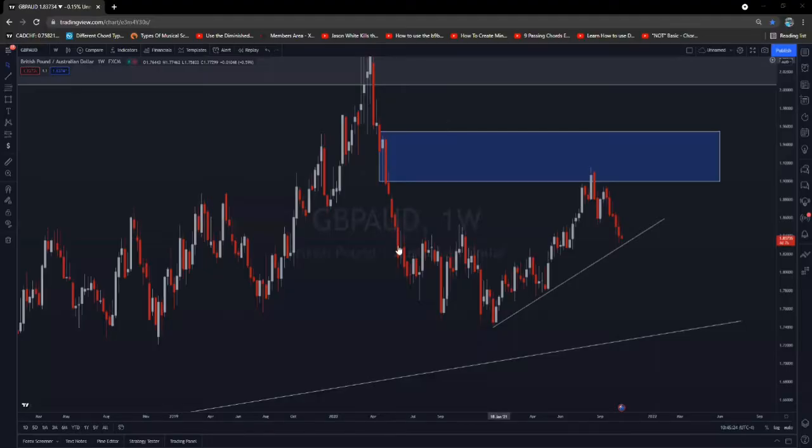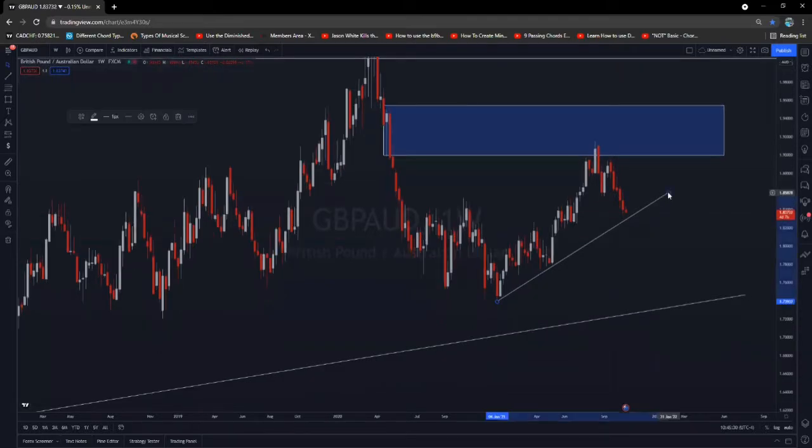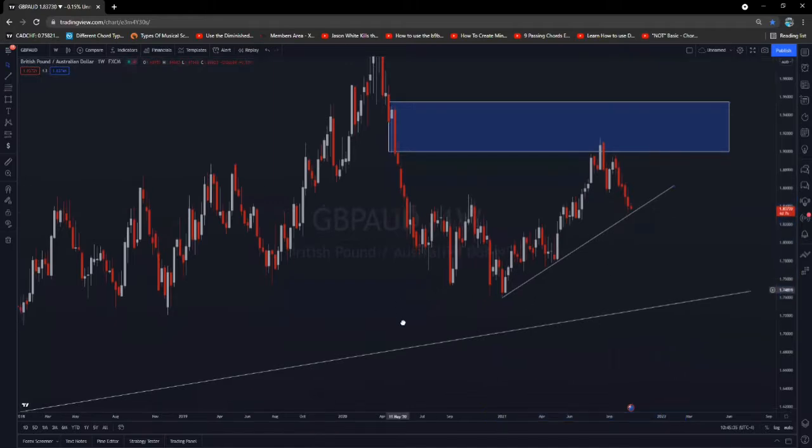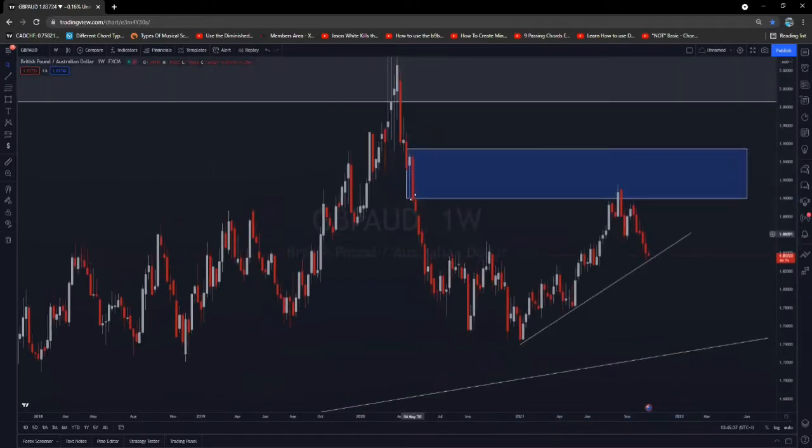Now we're on GBPAUD. In actual fact, a few weeks ago, we checked this out and we're already in a trade. So I just wanted to give you guys an update on what to expect. As you can see right here, the market made its way down from this supply area over here.